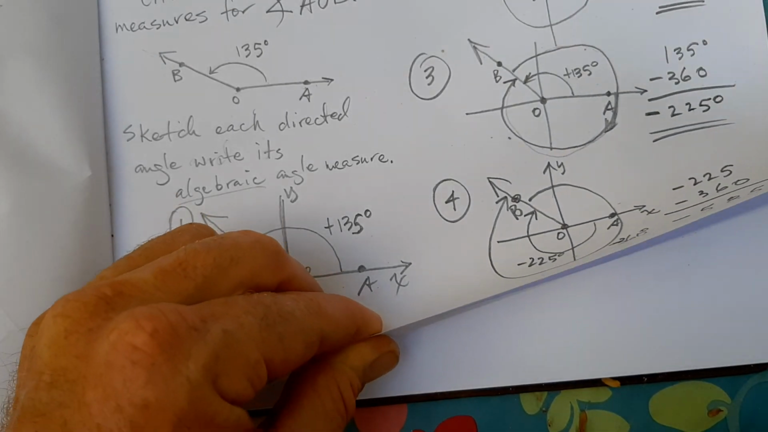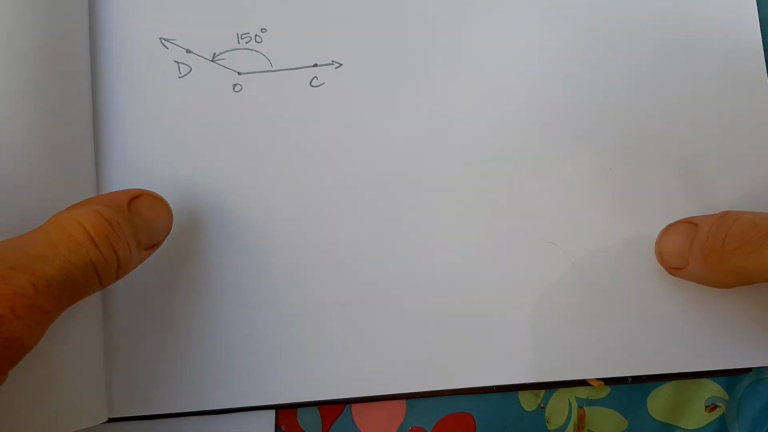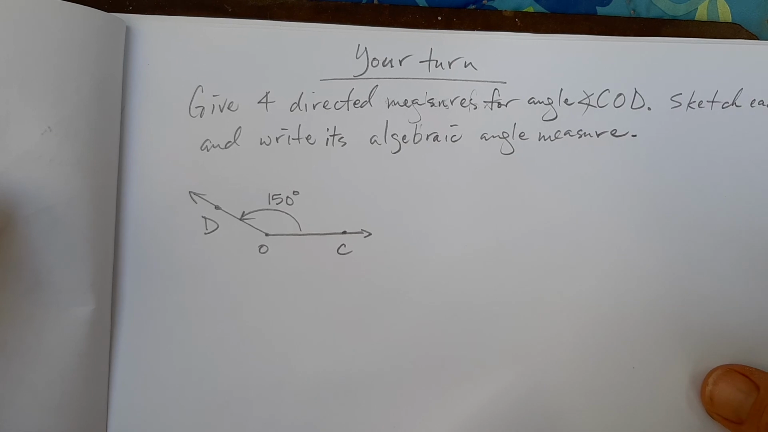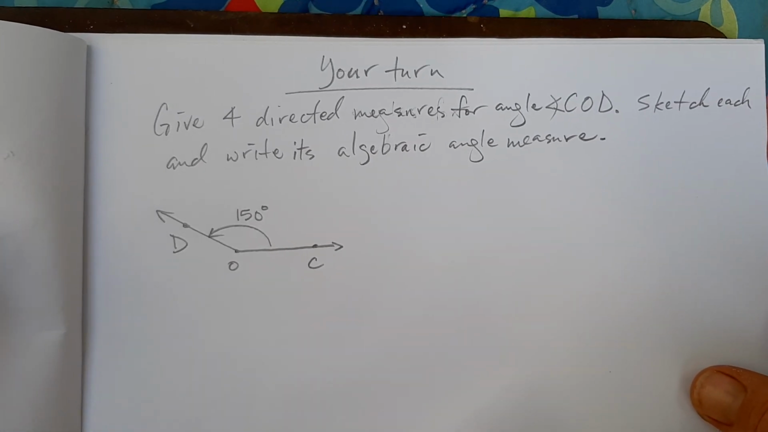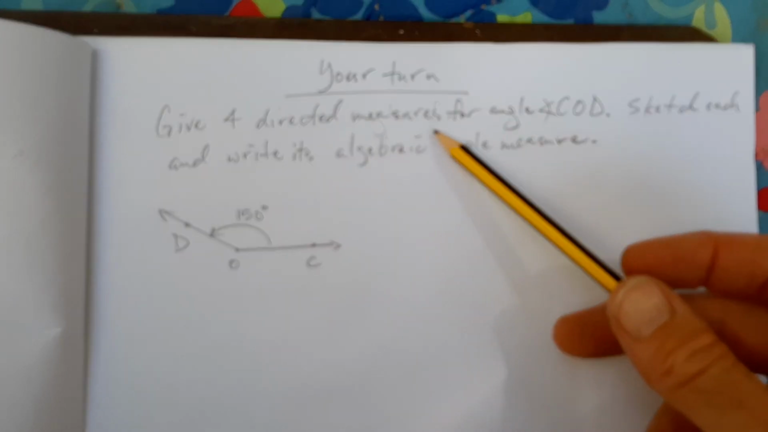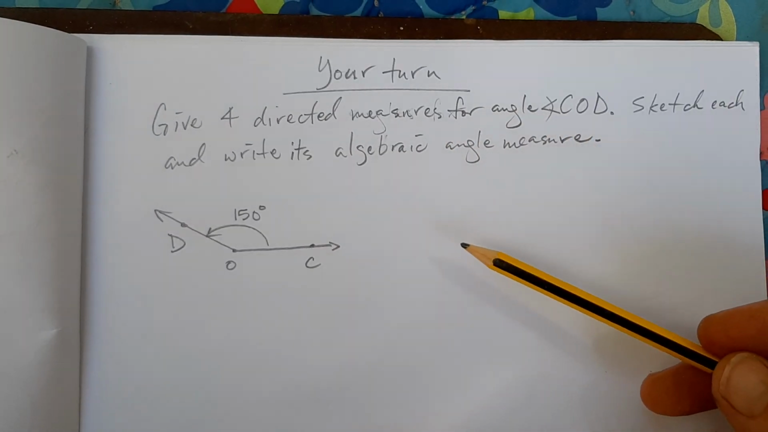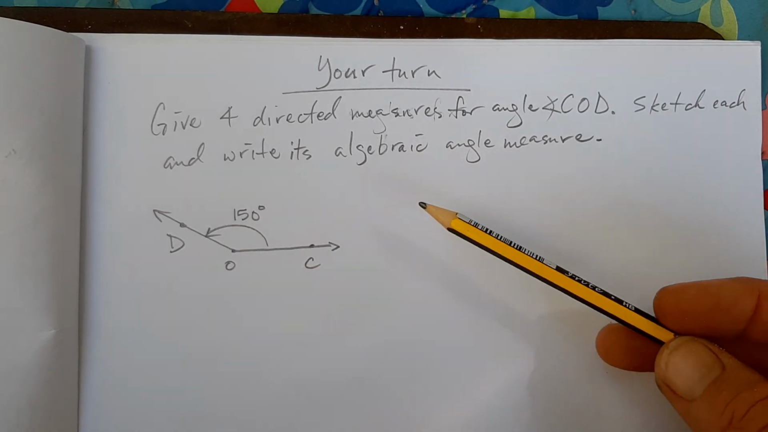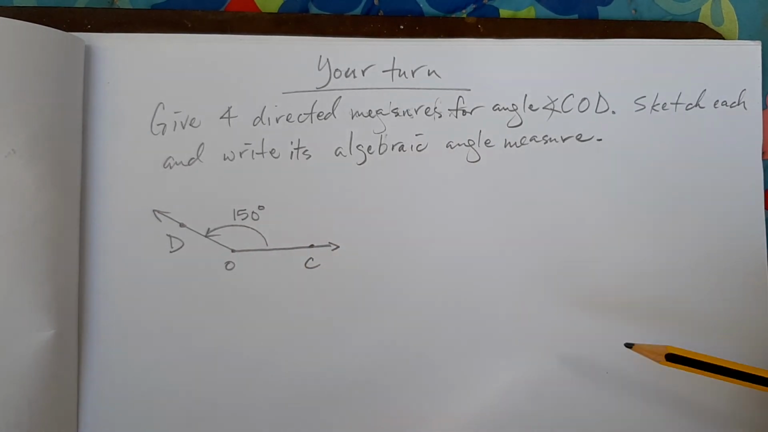Okay, here's your problem to work. Give us another positive angle. So write 4 directed measures for angle COD. Angle COD. Sketch each little thing just like I did, and write its algebraic angle measure. All right. I hope you have fun with that, and I'll meet you for the next lesson.